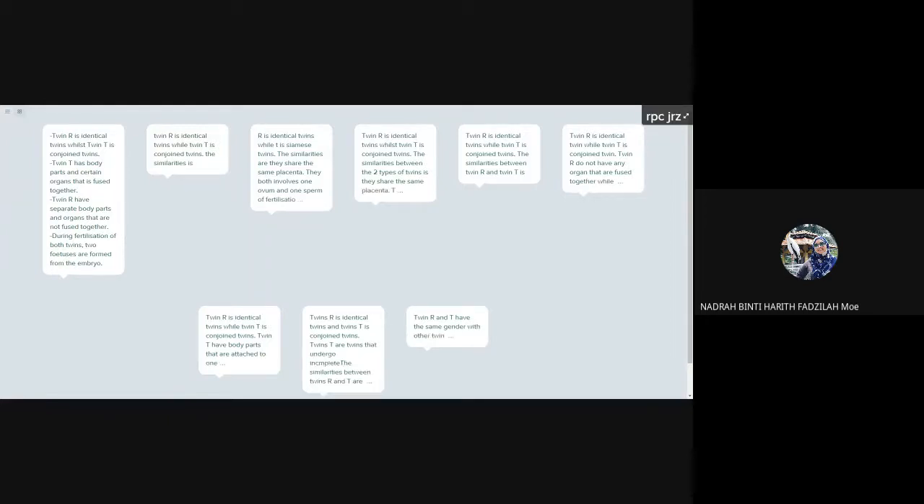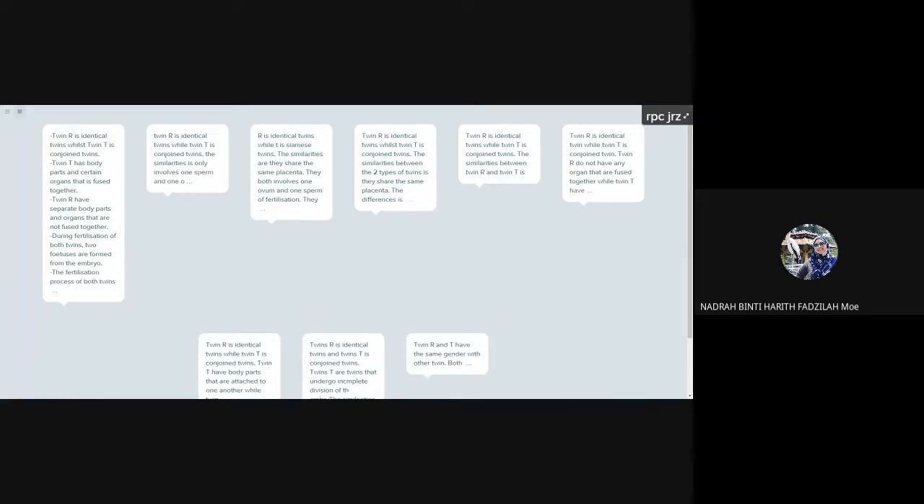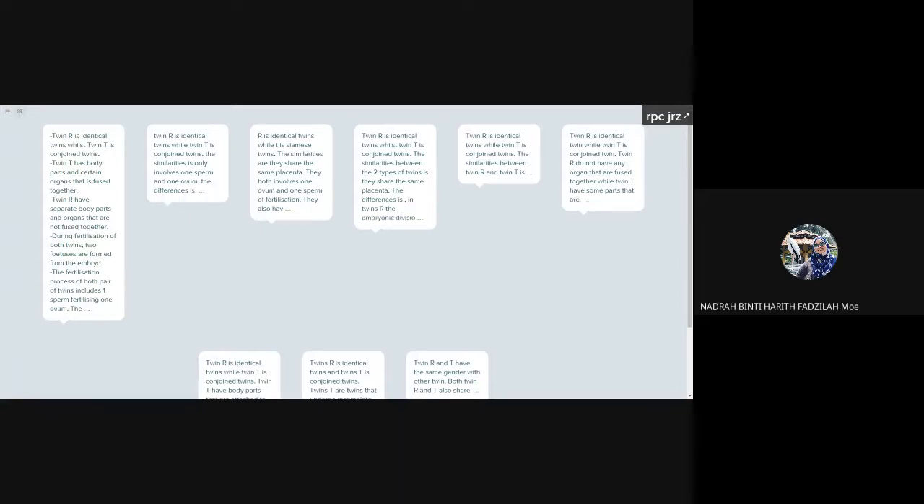Okay, oh that is good. Do not have any organ fused together. Twin T ada organ yang fused together atau shared together. Attached to one another boleh, tak ada masalah. Tapi similarities memang banyak lah. Saya rasa itu je kot difference dia. Difference yang kamu bagi tu kan. Nama dia apa dan ada pelekatan organ atau sharing of organ.